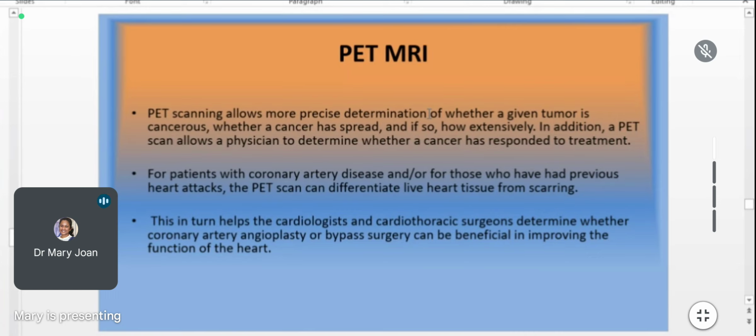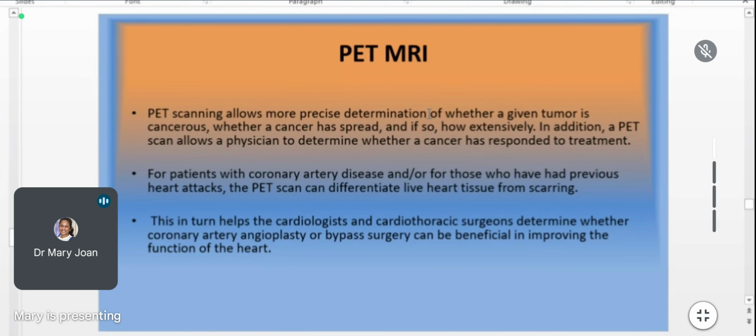So if the cell is dead because it was not getting blood supply for a longer time, then there is no point in doing a bypass. But if we know that if we restart the blood supply, then those cells can start functioning normal, then there is a point. So depending on that, how you will do the grafting, how you will do the bypass, all those things can be adjusted, and the resultant outcome will be better.